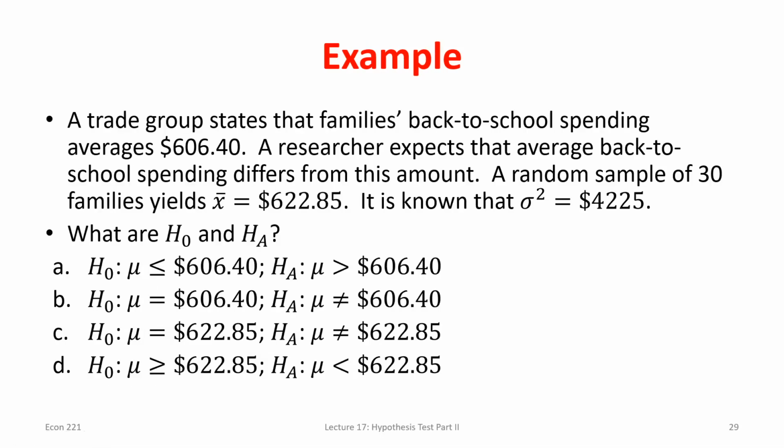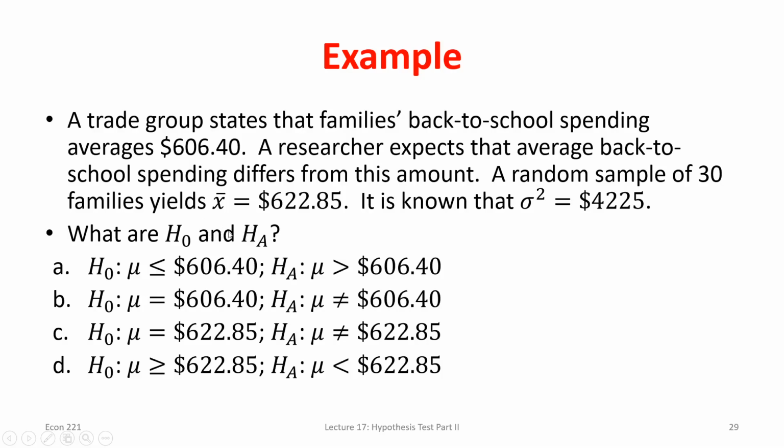All right, so let's go through one more example. This one, I'm going to give you an example of a two-tailed test, so it might be pretty easy to figure out what the null alternative is, me telling you that. But let's say some group says back to school spending averages $606.40. You don't really believe this, or you're skeptical, so you take a sample of 30 families and you find a sample mean that's a little bit higher, 622. You know somehow the population variance in school spending from historical data or something.